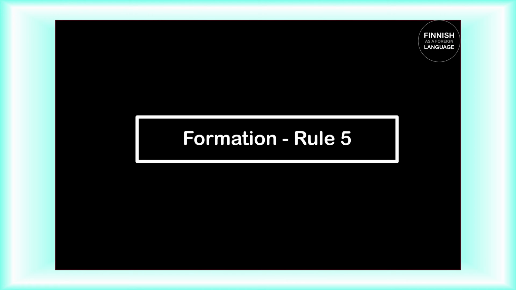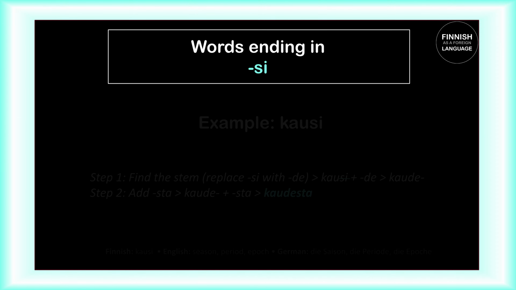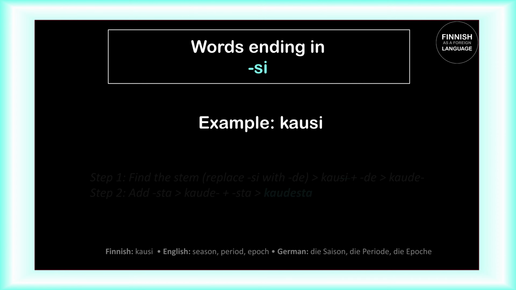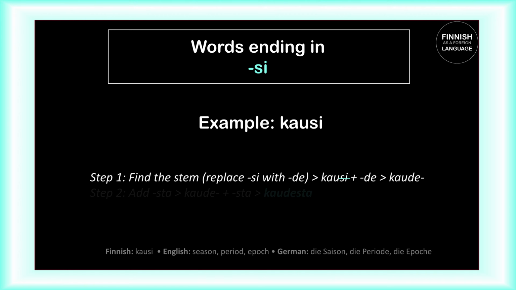Next rule, number 5, words ending in si. Here's one example. Kausi means season. In the first step again we have to find the stem. How do we get the stem? We have to replace si with the letters d and e. So that means kausi changes to kaude. Then in the second step we have to add sta to the stem. So we have kaude plus sta and we get kaudesta.